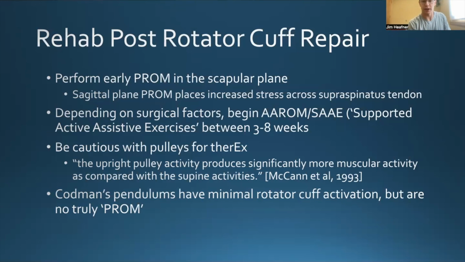Depending on surgical factors, we're going to begin active assistive range of motion or supportive range of motion between 3 and 8 weeks. I typically see with protocols that it's usually at that 6 weeks that we go with active assistive. But somewhere in that time frame is where we're moving from passive to active assistive range of motion.